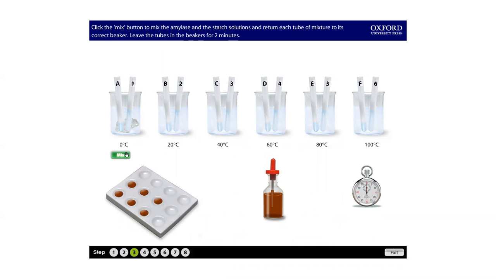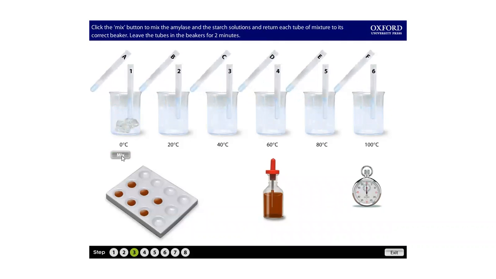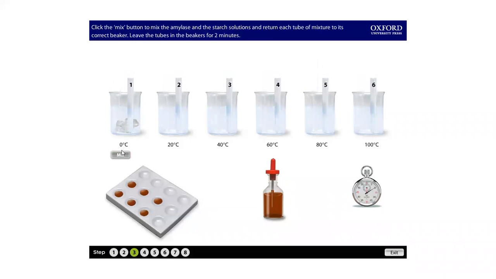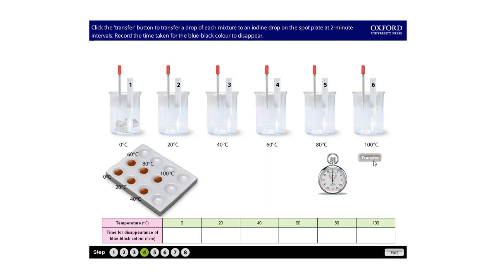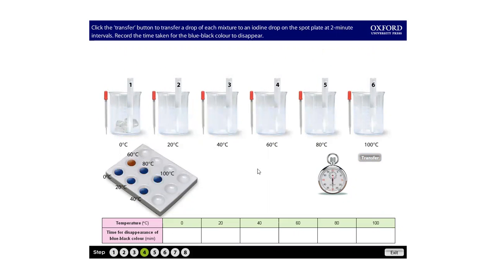So after some time, we cool down the amylase and starch in different temperatures. So we mix them, mix the enzyme with the substrate. You see that we transfer the reaction mixture to different iodine solution. Only 60 degrees Celsius will not turn blue-black.